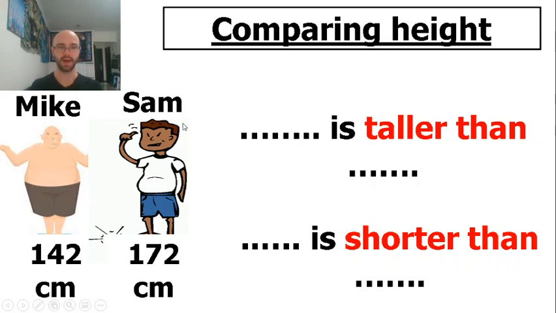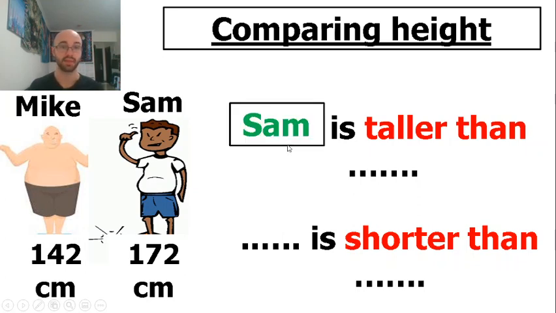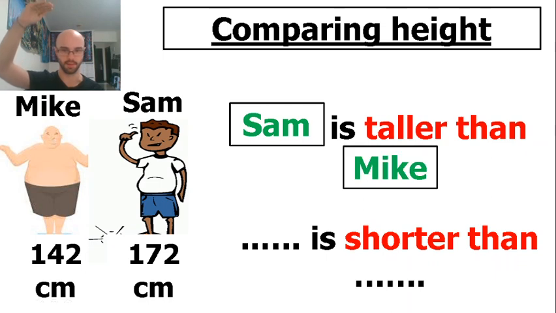We have Mike and Sam. And this is their height, how tall they are. So Mike is 142 centimeters and Sam is 172 centimeters. So whom is taller than whom? Okay, so Sam is taller than Mike. Sam is tall, Mike is short. Therefore, Sam is taller than Mike.